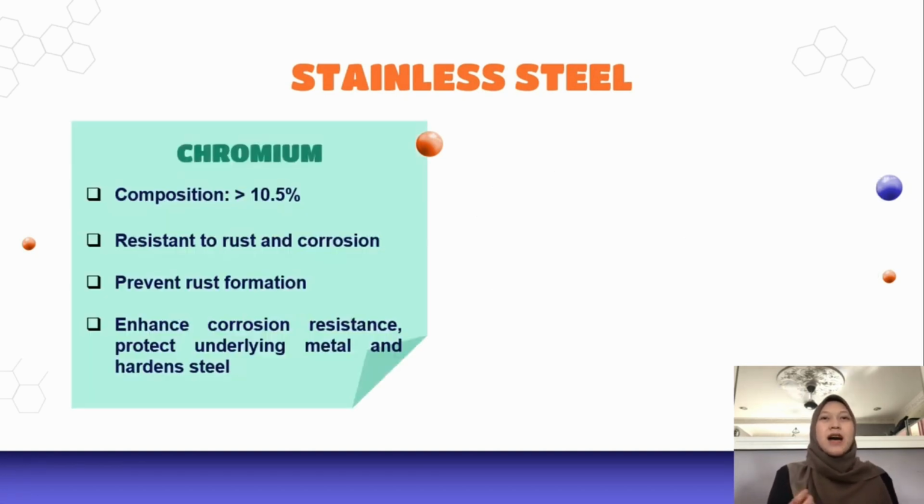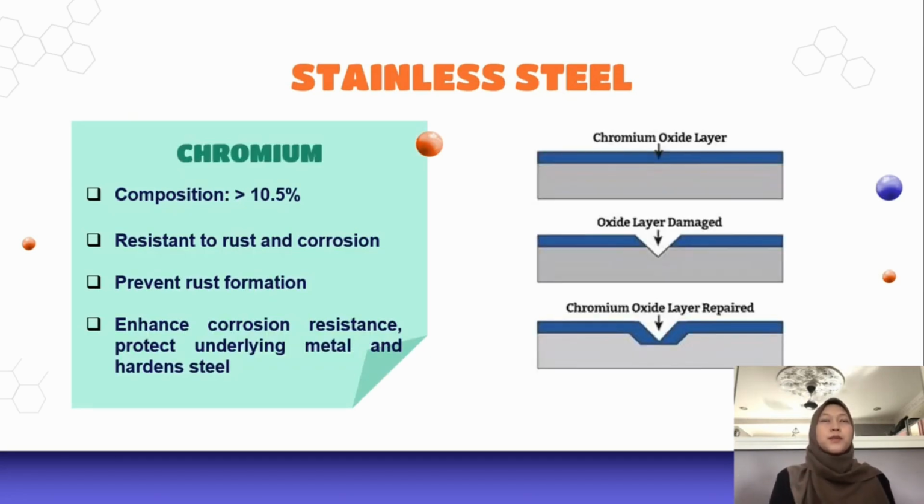The presence of high chromium in stainless steel with estimation of more than 10.5% composition is what makes it resistant to rust and corrosion. Chromium has the ability to prevent rust formation, which enhances corrosion resistance, protect underlying metal, and harden the steel, as it forms an oxide layer on the steel surface called chromium oxide immediately after being exposed to oxygen.